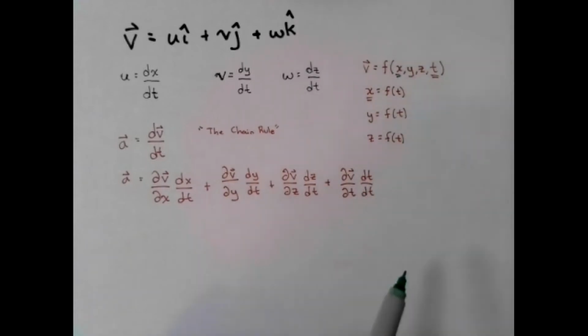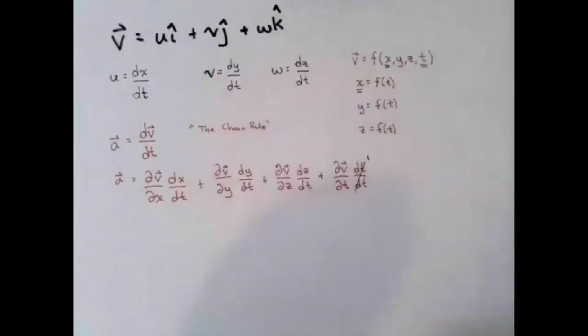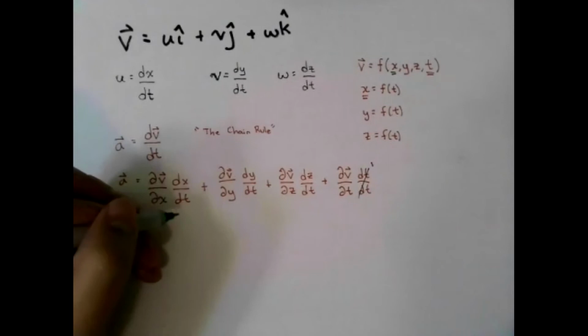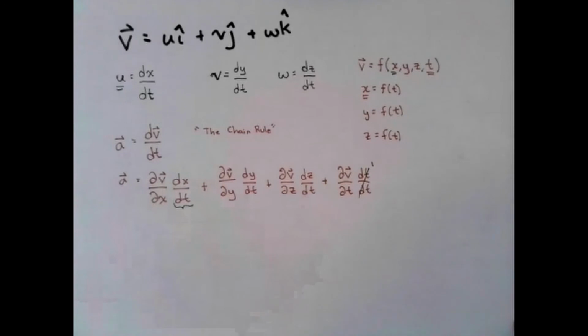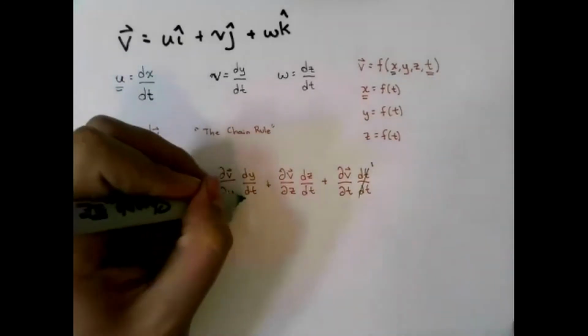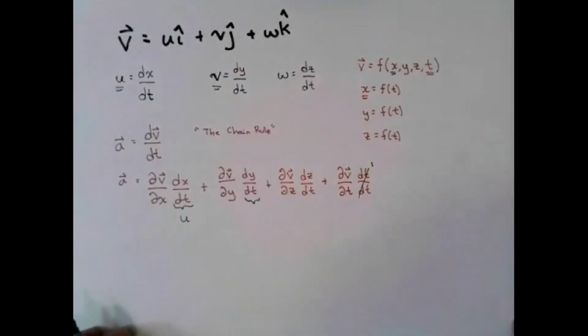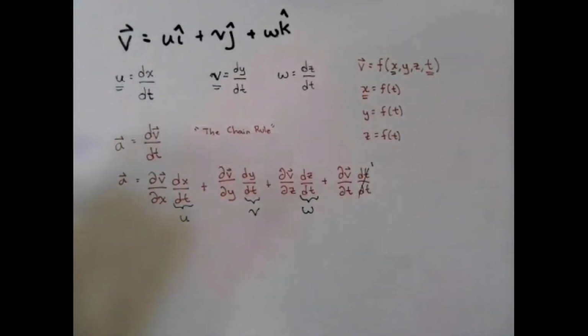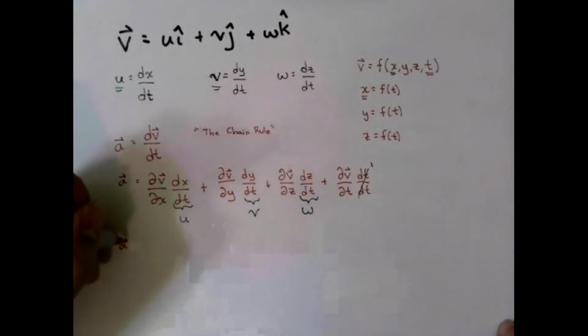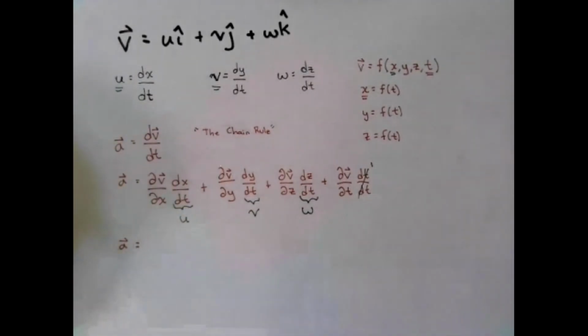What's the change of time with respect to time? What's dt over dt? 1. Yep. So this is just 1. And then if we look at these terms, we see that dx over dt is simply the u component of velocity. So dx over dt is just u. dy over dt is simply my y component of velocity, which is just v. And dz over dt is just w. So if we were to apply these simplifications to our equation, what we end up with is a more manageable form of the acceleration vector.